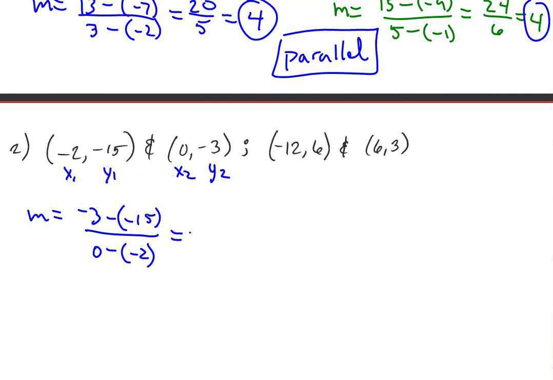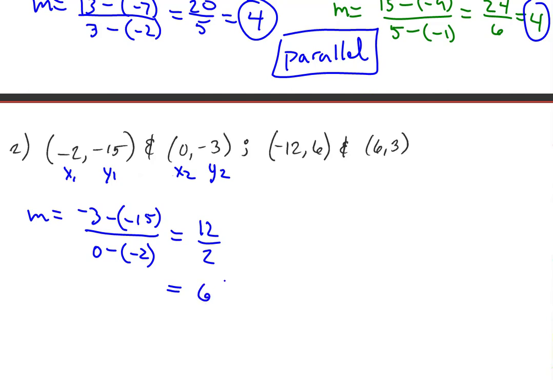If we simplify and crunch those out in the numerator, that's really negative 3 plus 15. That's a positive 12. In the denominator, that's 0 plus 2, which is positive 2. So really we have 12 over 2, which is a positive 6.